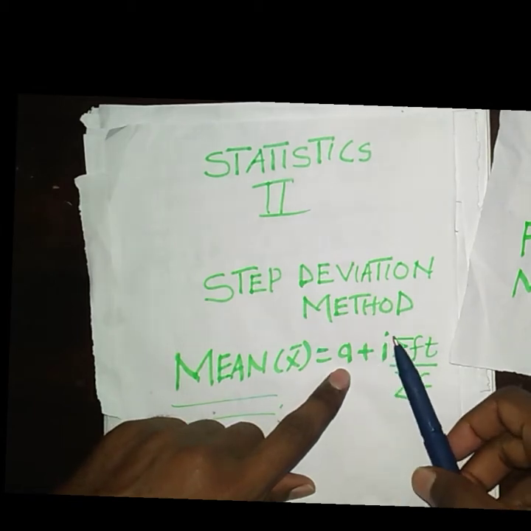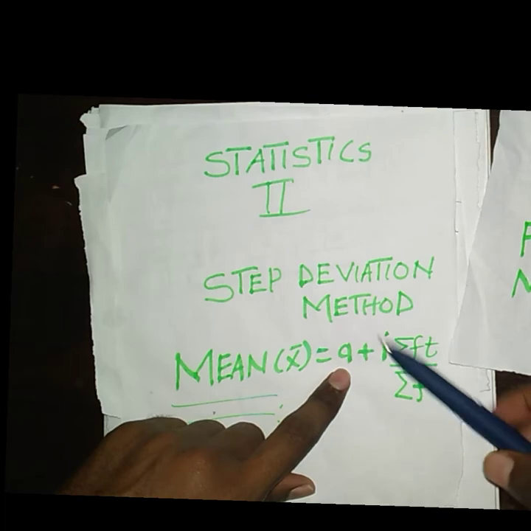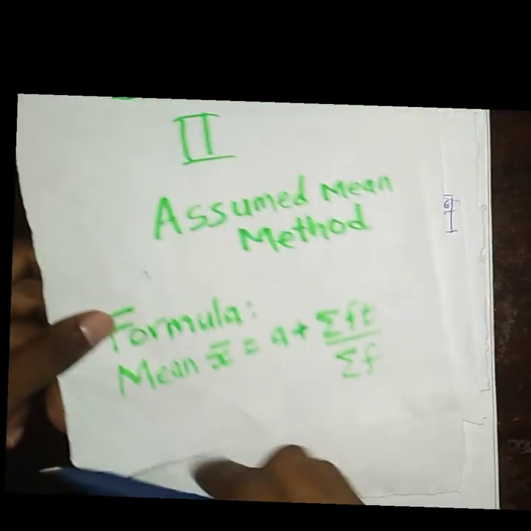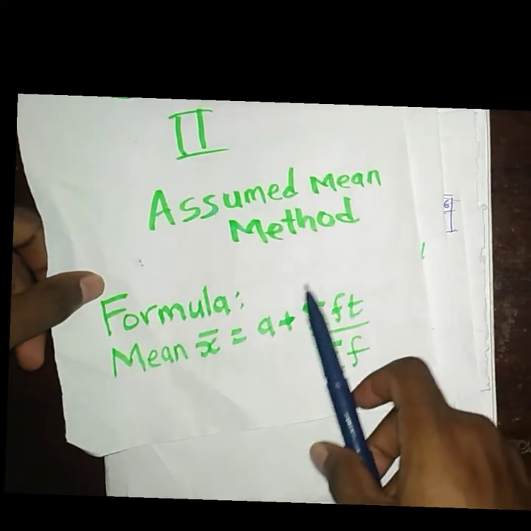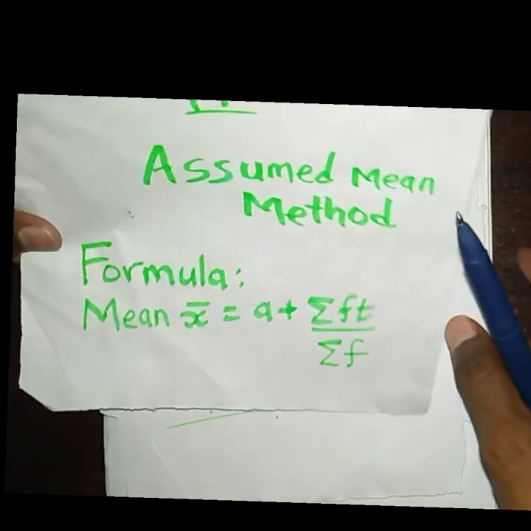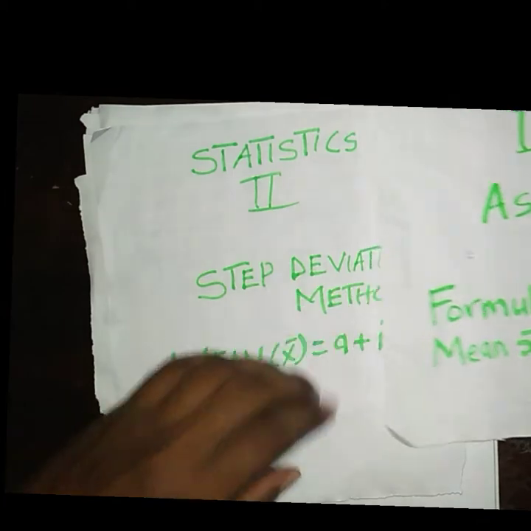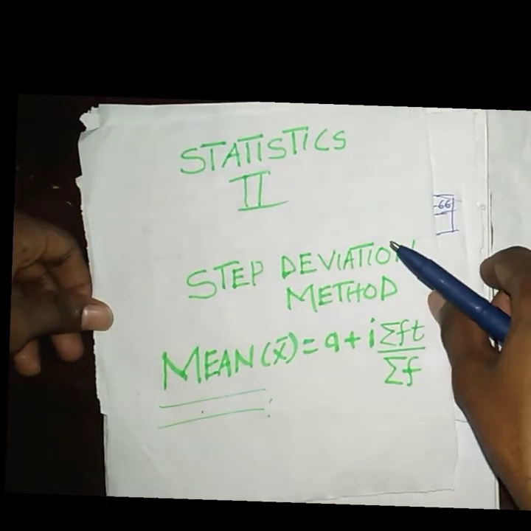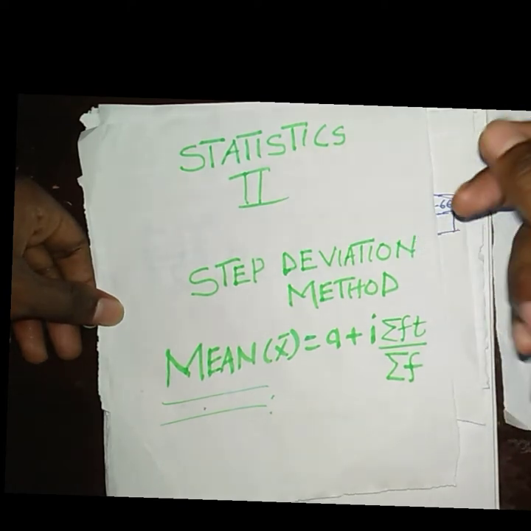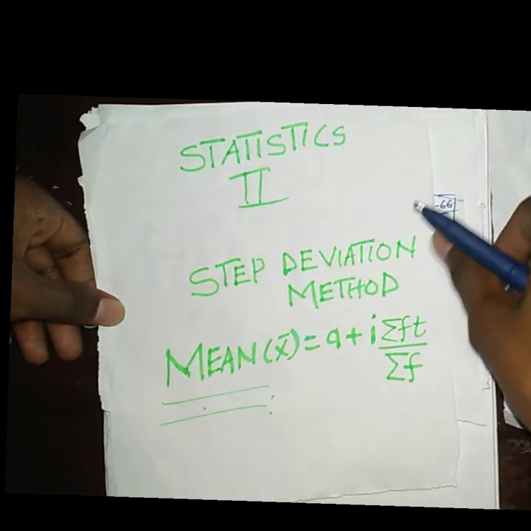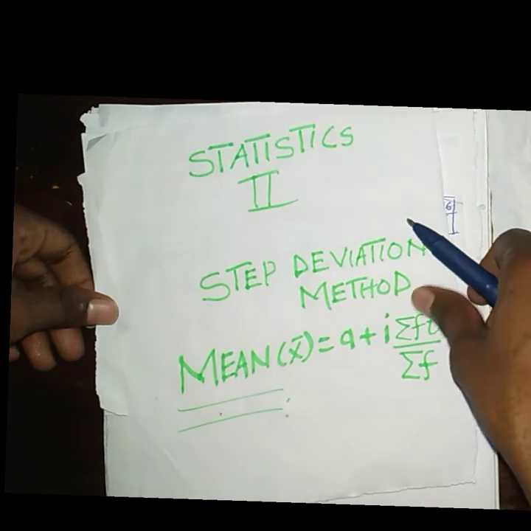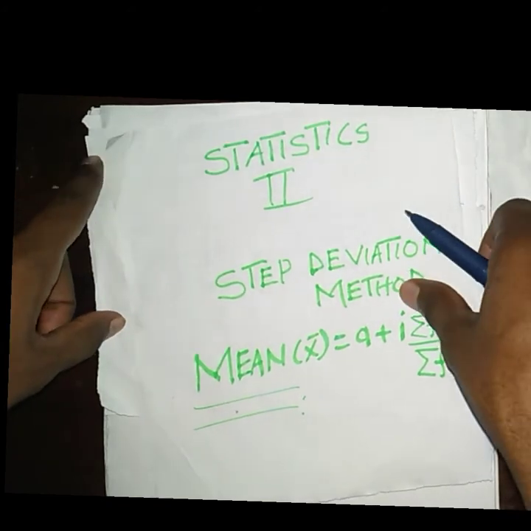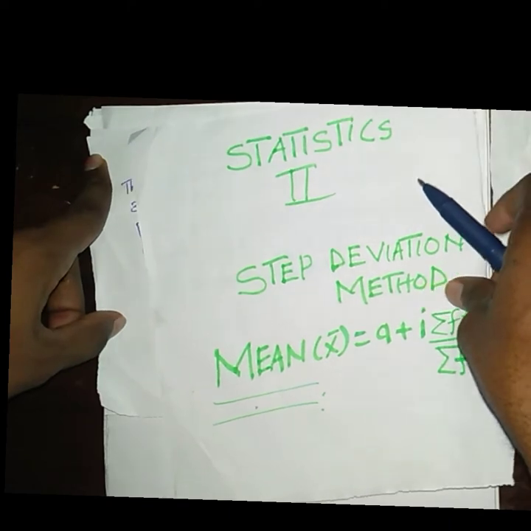We are multiplying the class interval to the mean of t in the step deviation method, while in the assumed mean method, we are not multiplying the class interval to the mean of t. Also, there's a difference in the structure of the frequency distribution table. We are going to solve the same question that we solved using the assumed mean method.